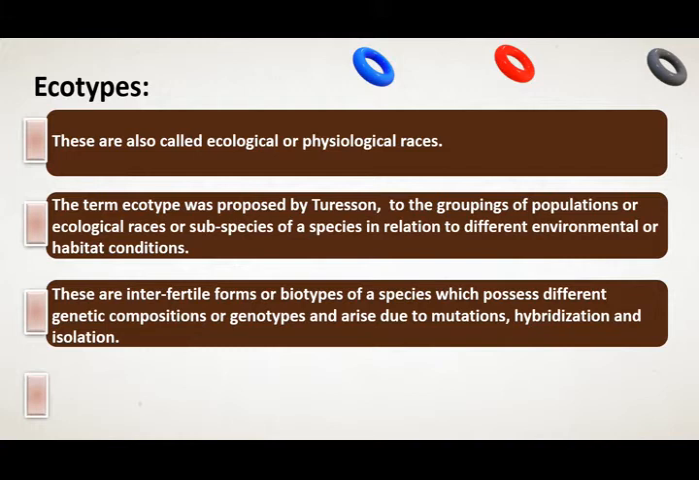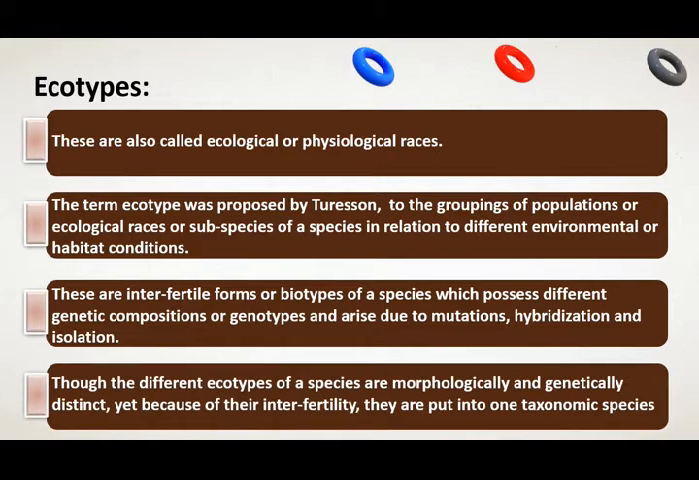But here they are genetically different. There will be a slight variation in their genetic composition, unlike the ecads. In ecads, there are no genetic differences, but in ecotypes, there are genetic differences. In ecads, they are also interfertile. Ecotypes are also interfertile. Though the different ecotypes of a species are morphologically and genetically distinct, yet because of their interfertility, they are put into one taxonomic species.